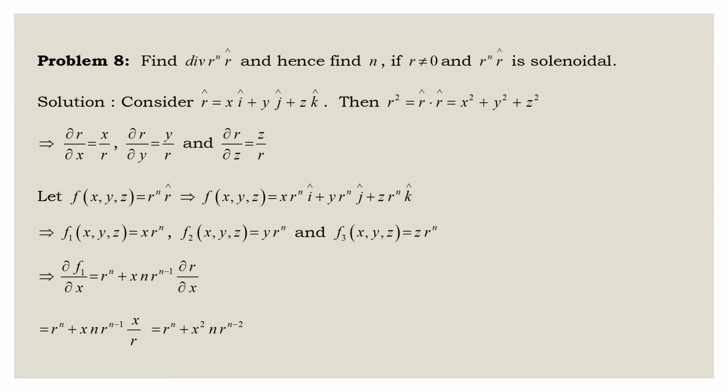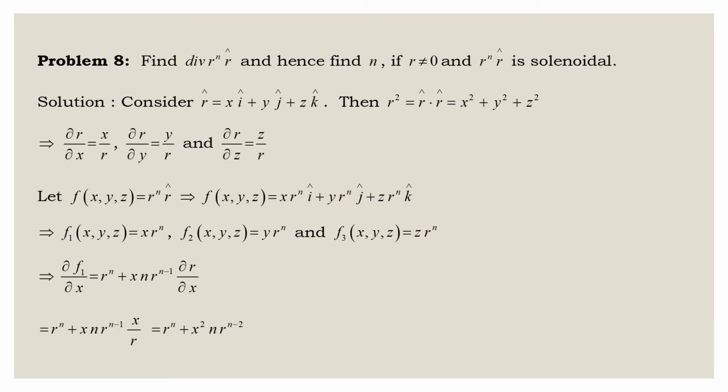Next, we write r^n r cap explicitly. Since r cap equals x i cap plus y j cap plus z k cap, we get r^n r cap equals r^n times (x i cap plus y j cap plus z k cap). Hence, r^n r cap equals r^n x i cap plus r^n y j cap plus r^n z k cap. We obtained a vector field r^n r cap.